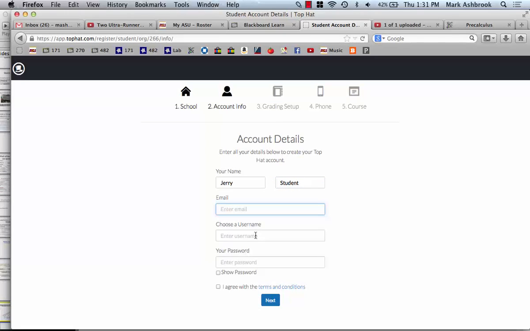For your email, for your username, please use your ASU Right ID, the one that you log into My ASU with. Then just use something else. Well, let's figure out what that is. Okay? And then choose a password. Agree with the terms and conditions.